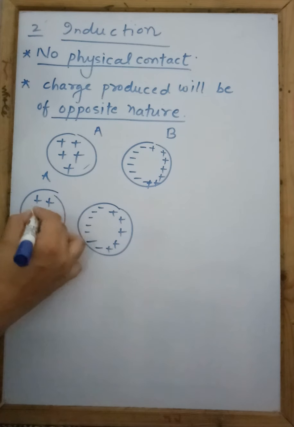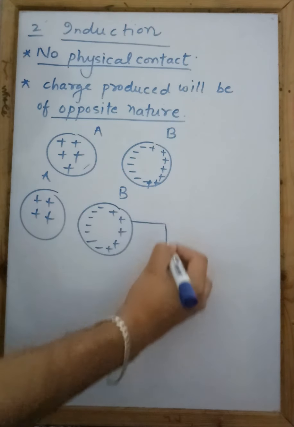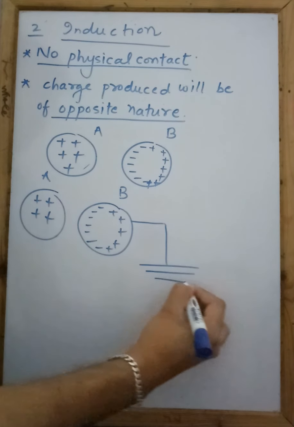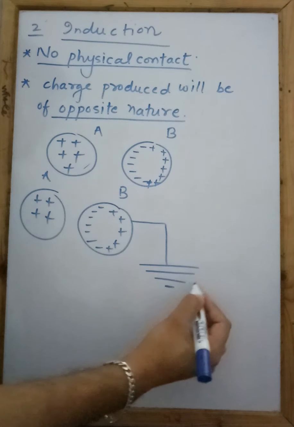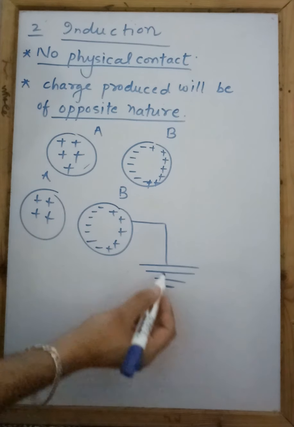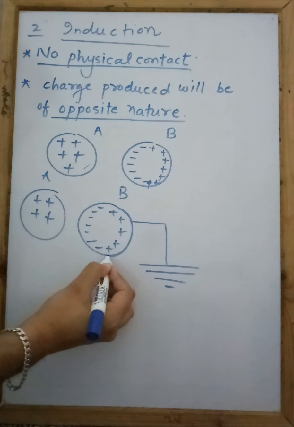Sphere A was positively charged. This is the condition of sphere B. Now I connect sphere B to the ground. Now what is ground? Ground will see that sphere B is positive.